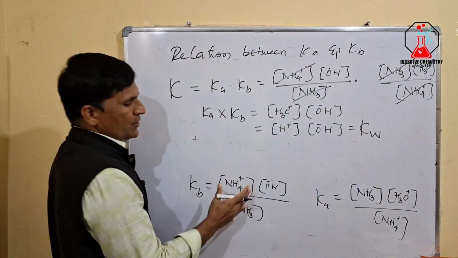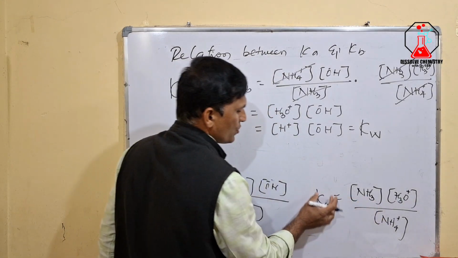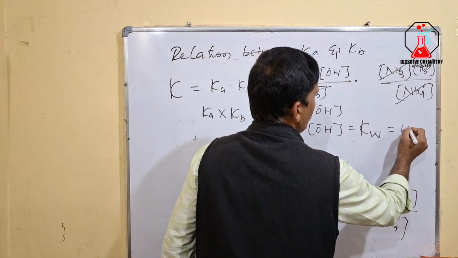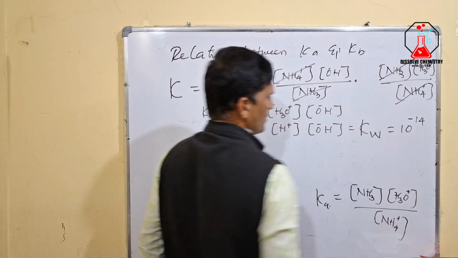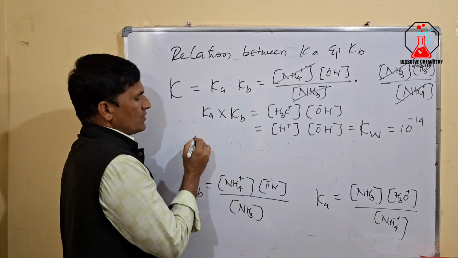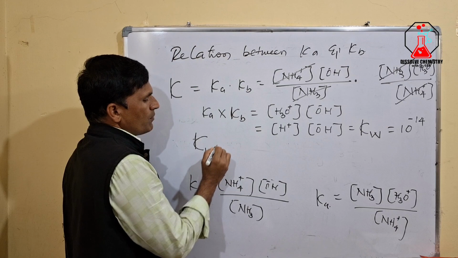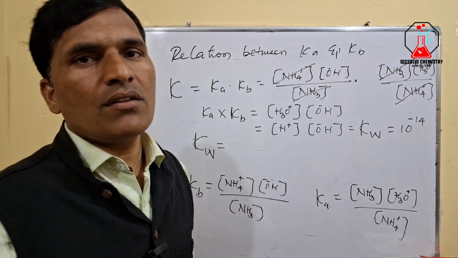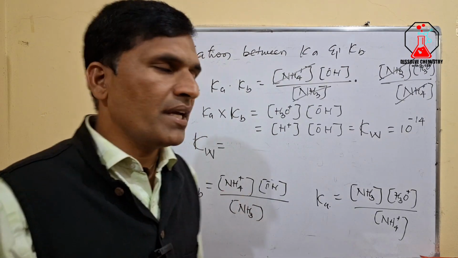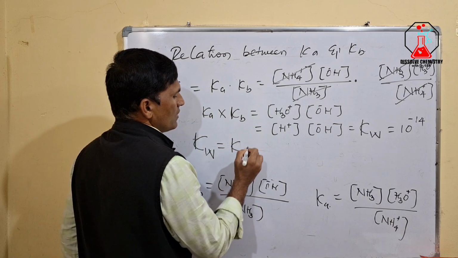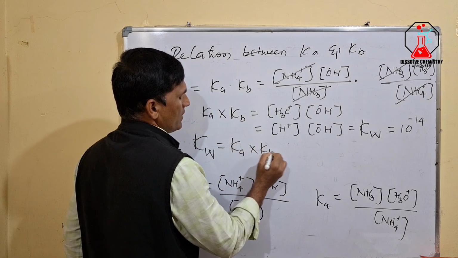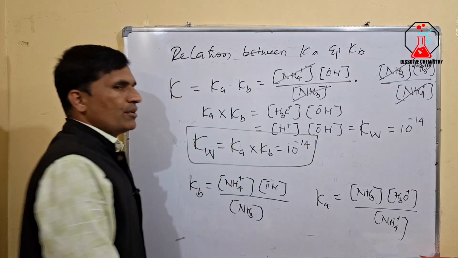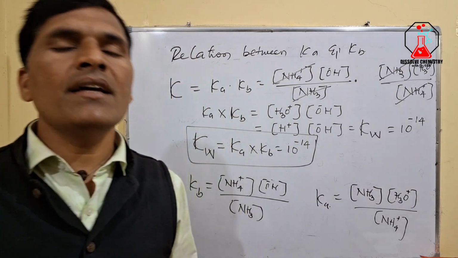If you substitute the values of the dissociation constants of these two, then we will definitely get 10 to the power minus 14. So always remember that the product of Ka and Kb, the dissociation constant of a weak acid and the dissociation constant of a weak base, will always be equal to the ionic product of water, 10 to the power minus 14. This is how we bring out the relationship between Ka and Kb.